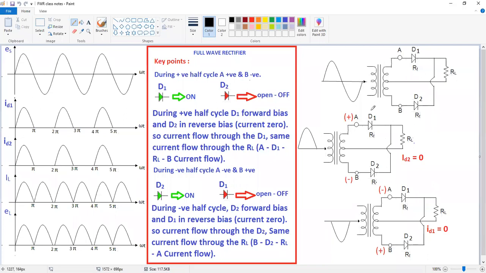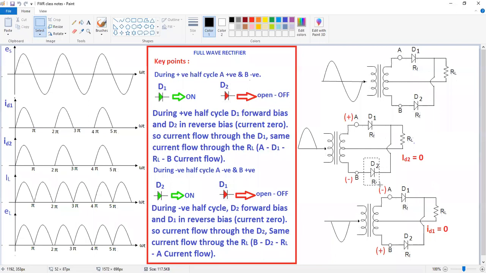Now here, similar to the half-wave rectifier, during positive half cycle, A is positive, B is negative. Because of this, positive is connected to diode D1. That means D1 is in forward bias. Now negative is connected to D2 anode. That means D2 is in reverse bias. So during positive half cycle, D1 is on, D2 is off.